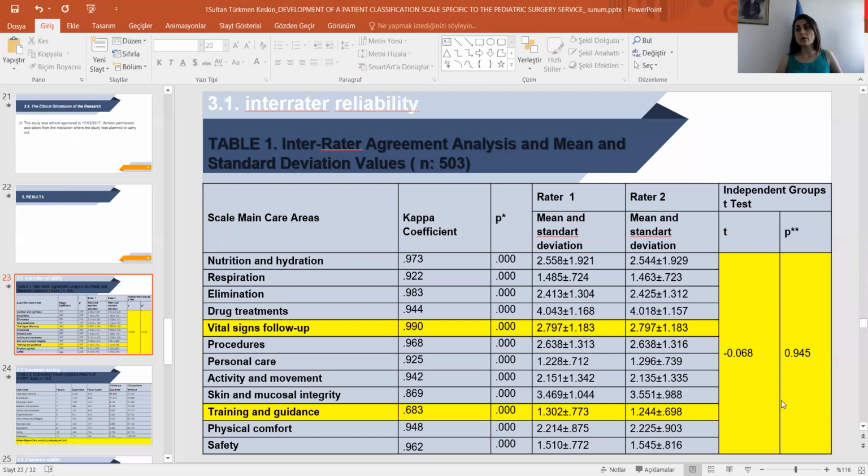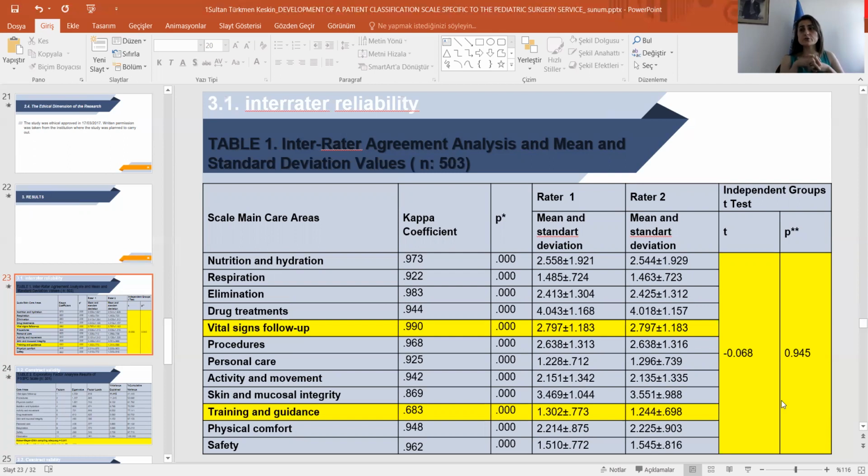According to Landis and colleagues, Kappa coefficients between 0.61 and 0.80 are substantial, and between 0.81 and 1.00 an almost perfect fit. As seen in the table, while training and guidance had the lowest Kappa values in the scale, vital signs follow-up had the highest Kappa value.